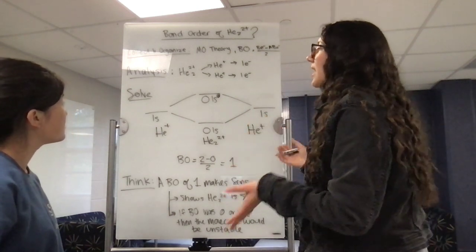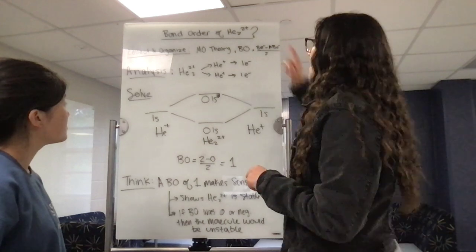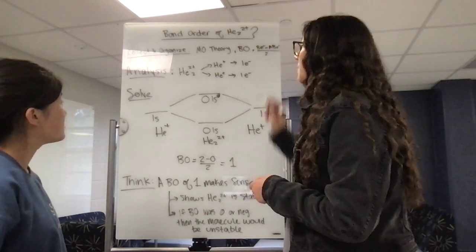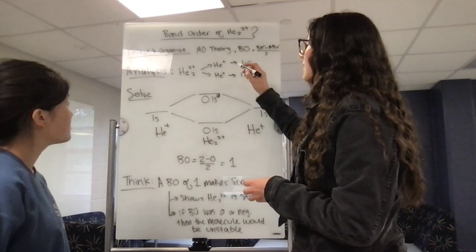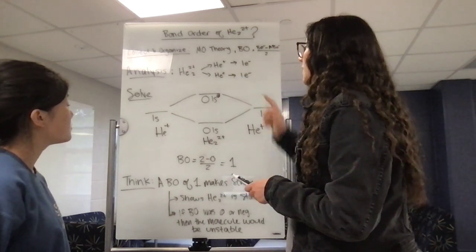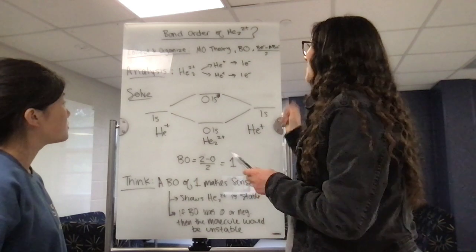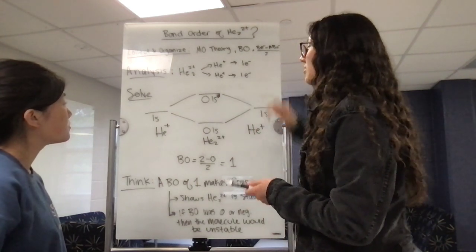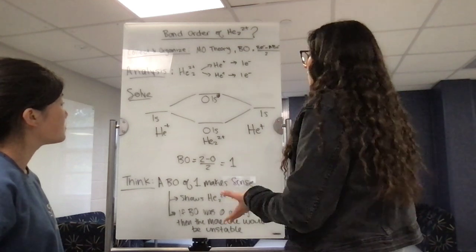And next we're going to move on to the analysis. So let's take a deep dive into what helium-2 2+ actually is. It's going to be made up of helium plus and another helium plus. Because there's a plus sign, it means we're going to be taking away an electron. So instead of 2 electrons, each of them is going to have 1 electron. So now we're ready to solve the problem.